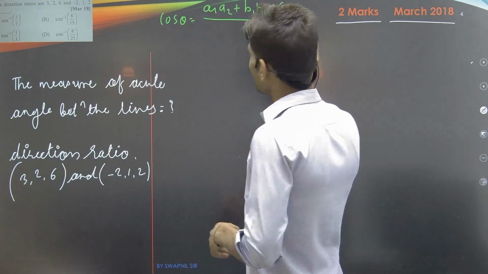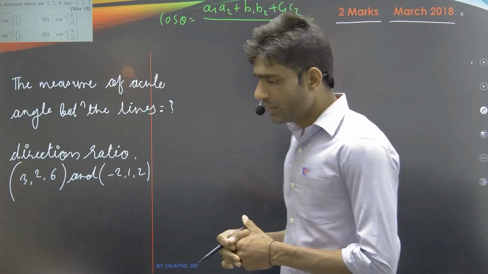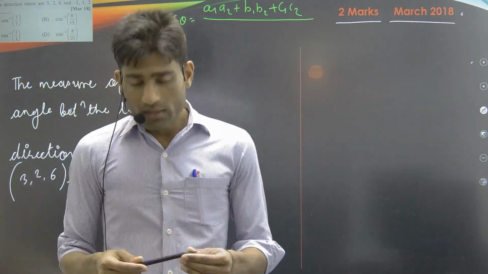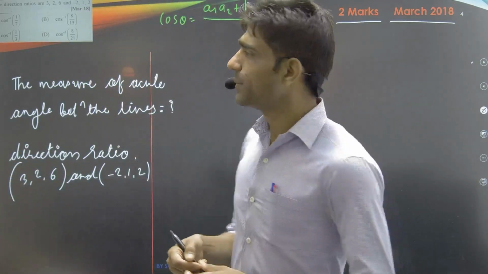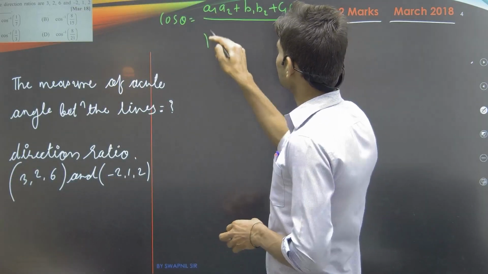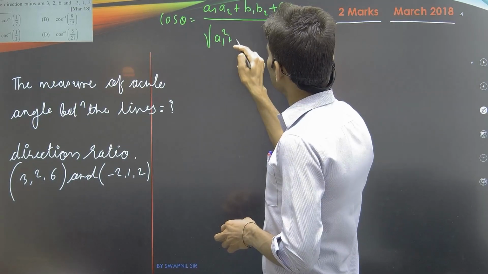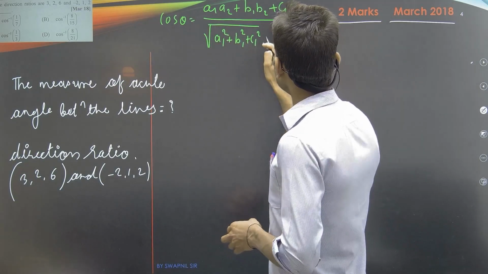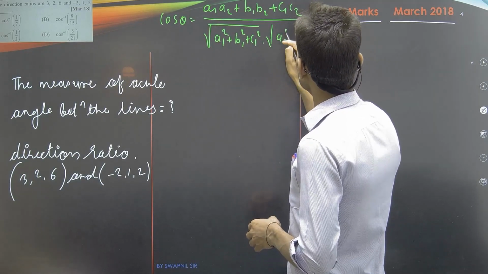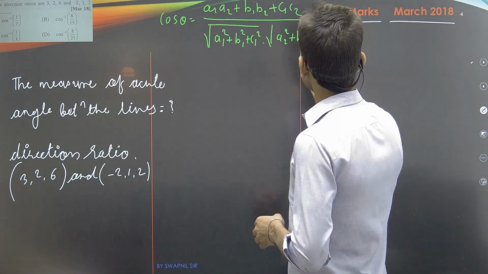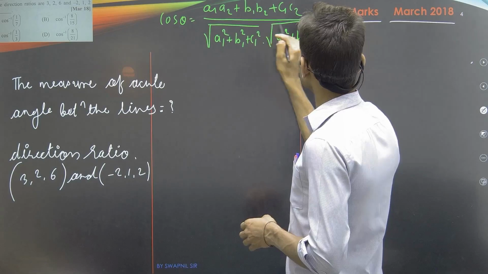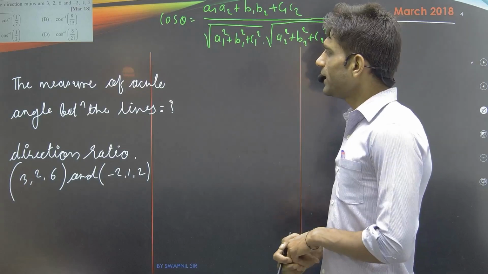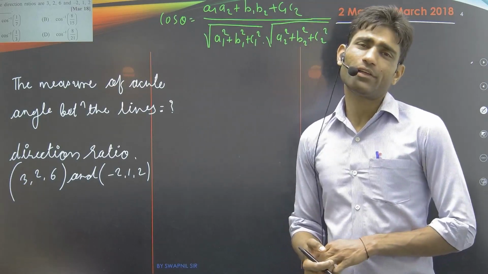divided by the square root of a1 square plus b1 square plus c1 square, multiplied by the square root of a2 square plus b2 square plus c2 square. This is our required result for finding the measure of the acute angle between the lines in the form of cos theta.